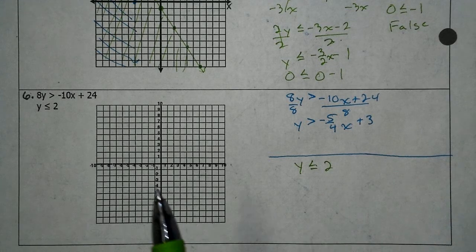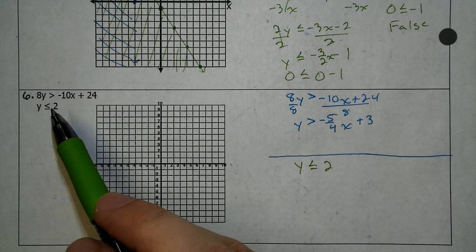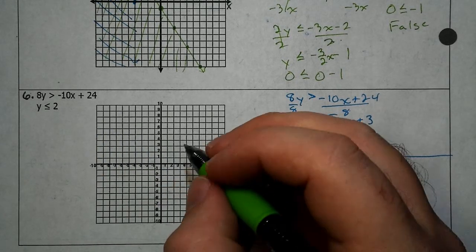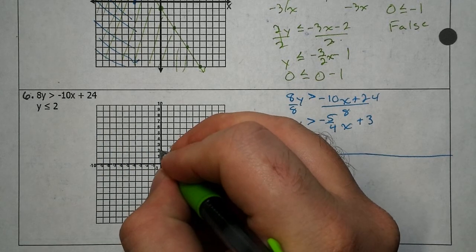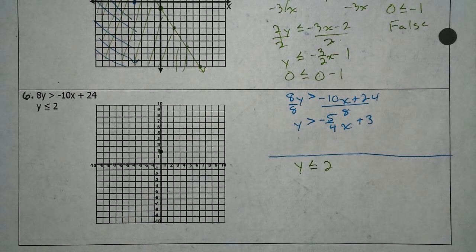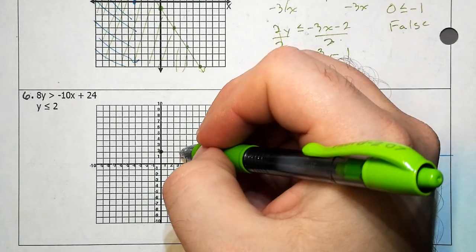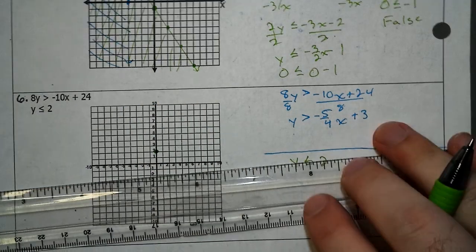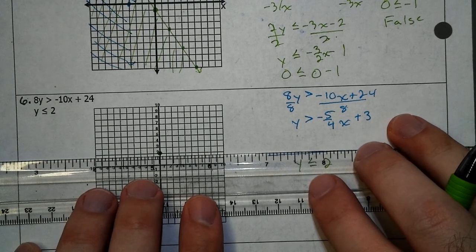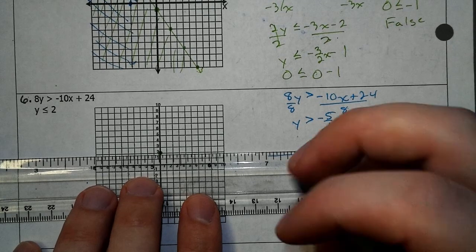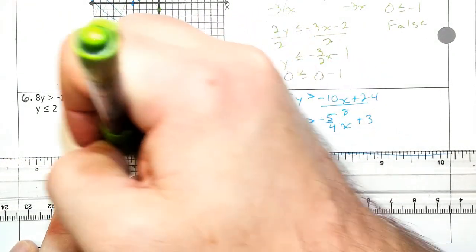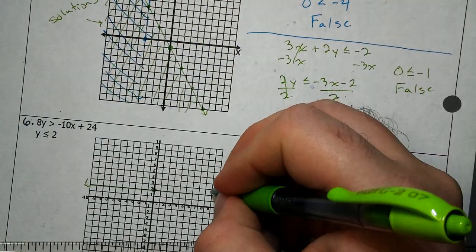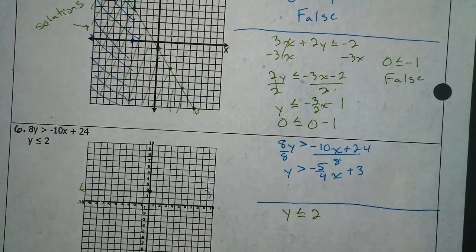Well, we know there's no x, there's no slope, or the slope is 0, so find where y is at 2. Y is at 2 right here. And then where else is y at 2? Well, over here, over here, over here, everything right there. So this one is going to be the horizontal line. Since it said or equal to, it also is going to be a solid line.